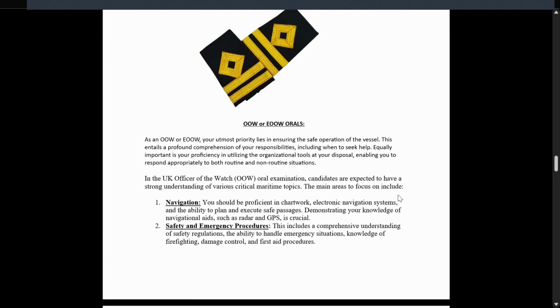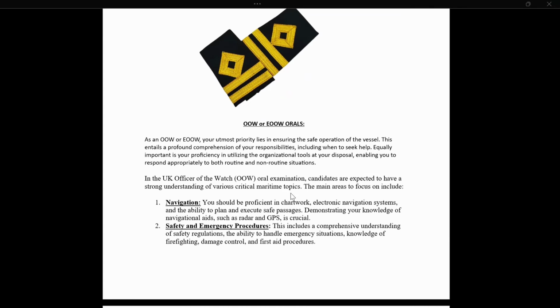Okay, now OOW orals. Your utmost priority lies in ensuring safe operation of the vessel. What are your responsibilities, and when to seek help and when not to? All those things they are looking for. Understood? They want you to respond on the basis of a routine or non-routine situation. How will you respond, and when to call the help of a senior mate or a master, and when not to.